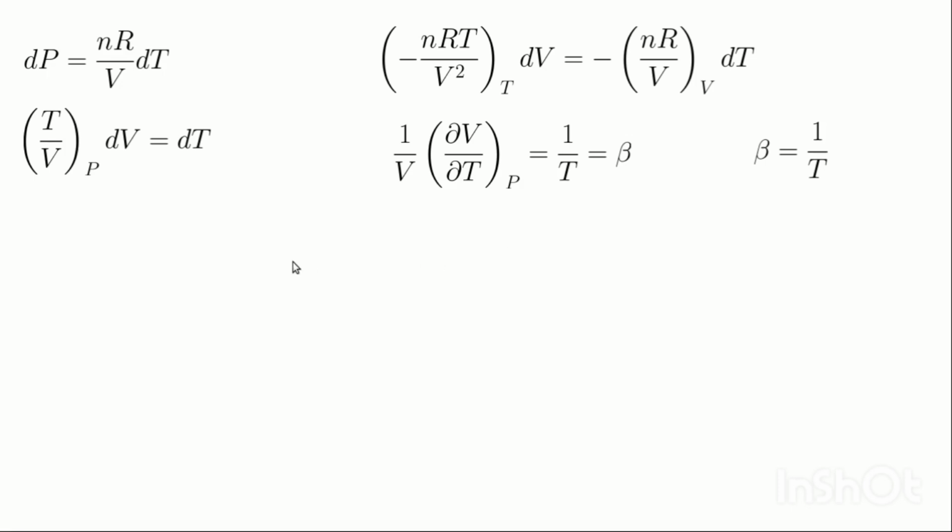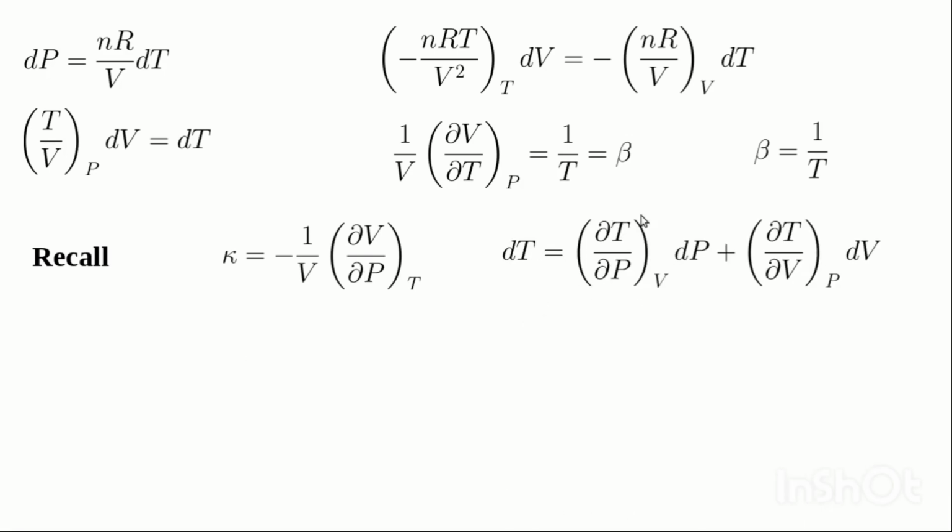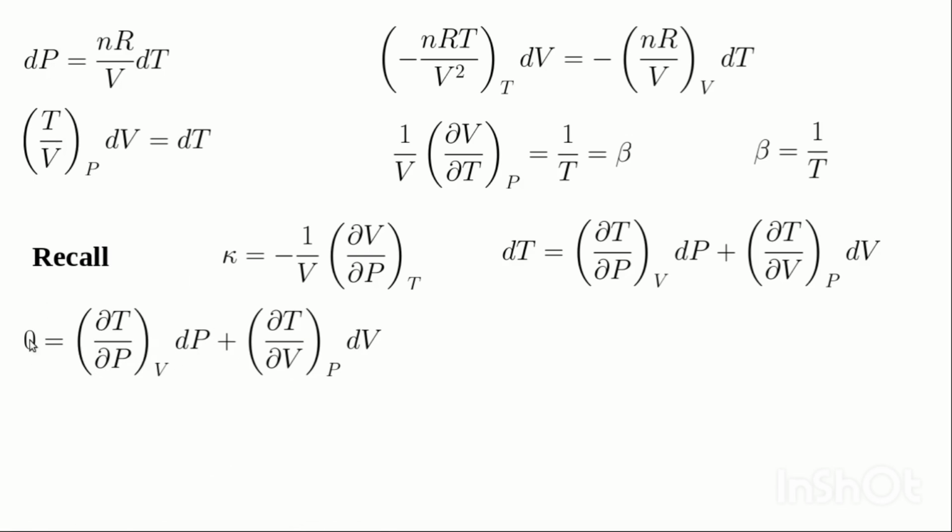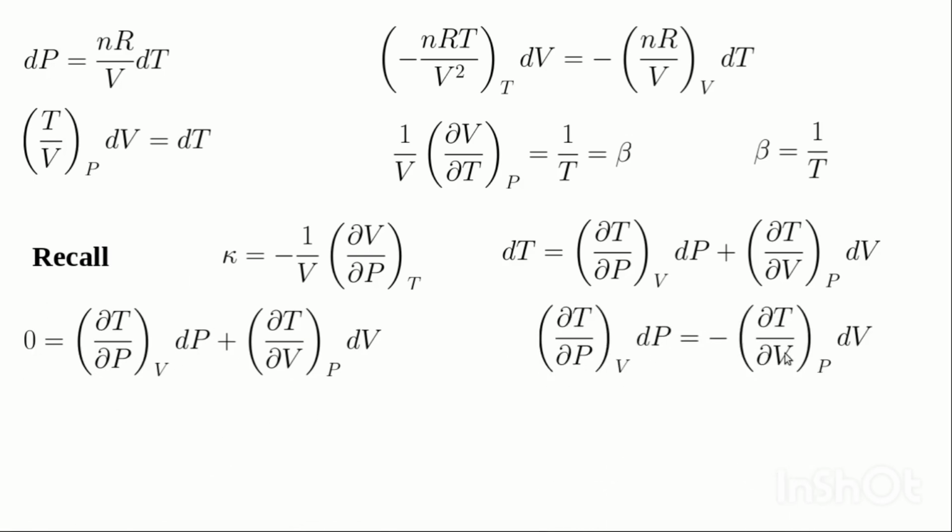Okay, so let's go to the next problem. Recall that our isothermal compressibility kappa is equal to this expression. Now take note of our T here, as usual. We'll differentiate T with respect to V and P. So we have dT equal to the partial derivative of T with respect to P at constant V multiplied by dP, plus likewise this part too. We now see at constant temperature, dT will be equal to 0. So we have 0 equal to this, and if we take this one to the other side, we have this equal to this.